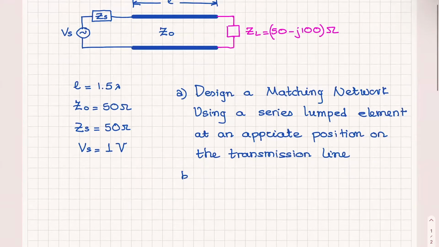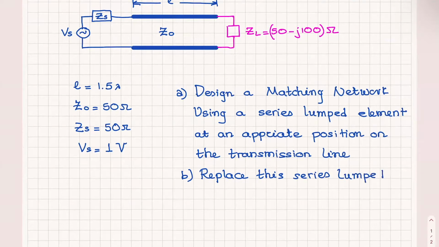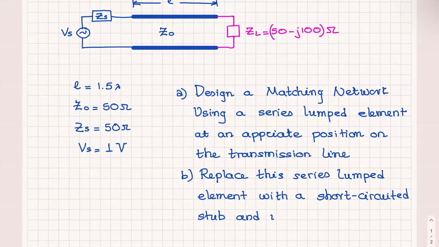Then B: replace this series lumped element with a short-circuited stub and identify its length in terms of lambda. Okay, these two problems.